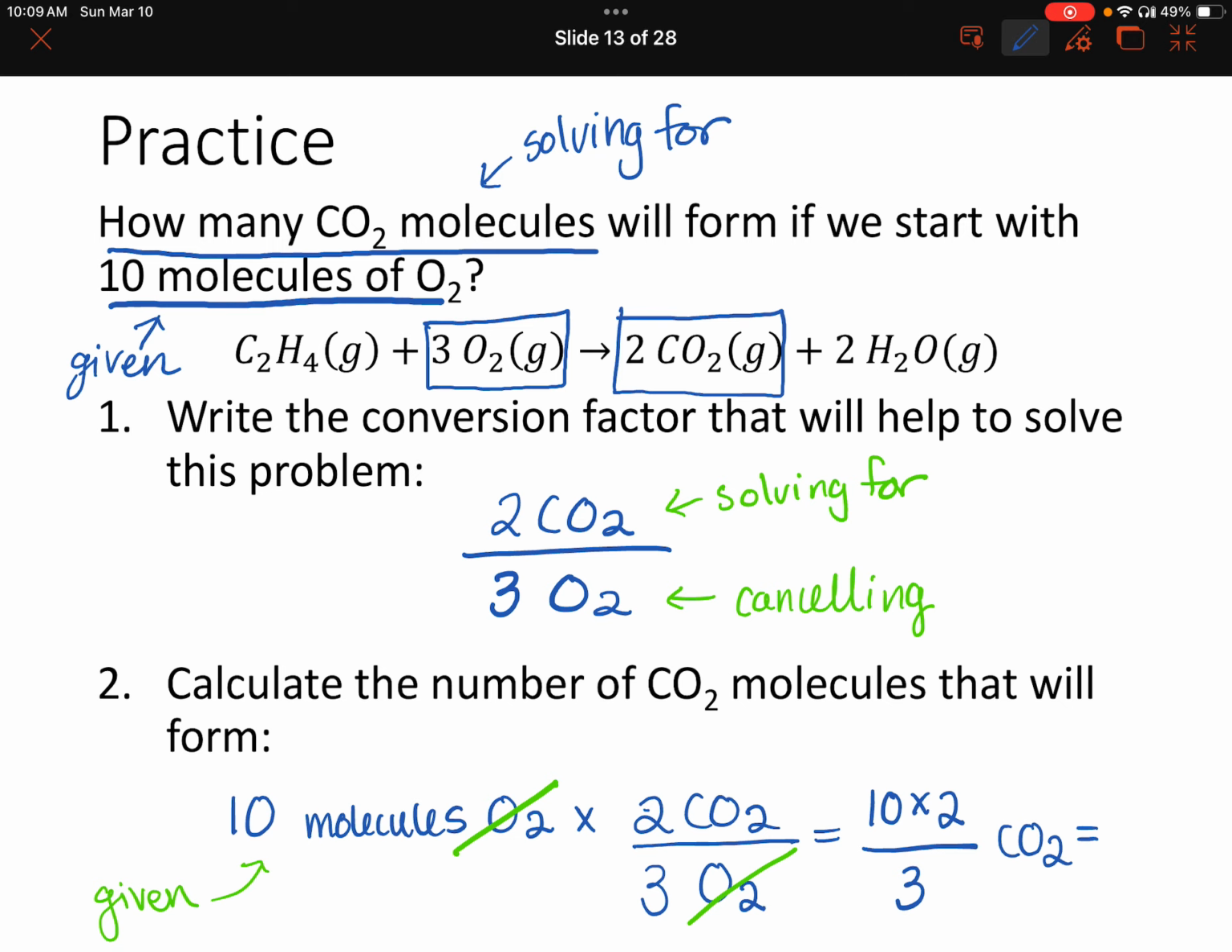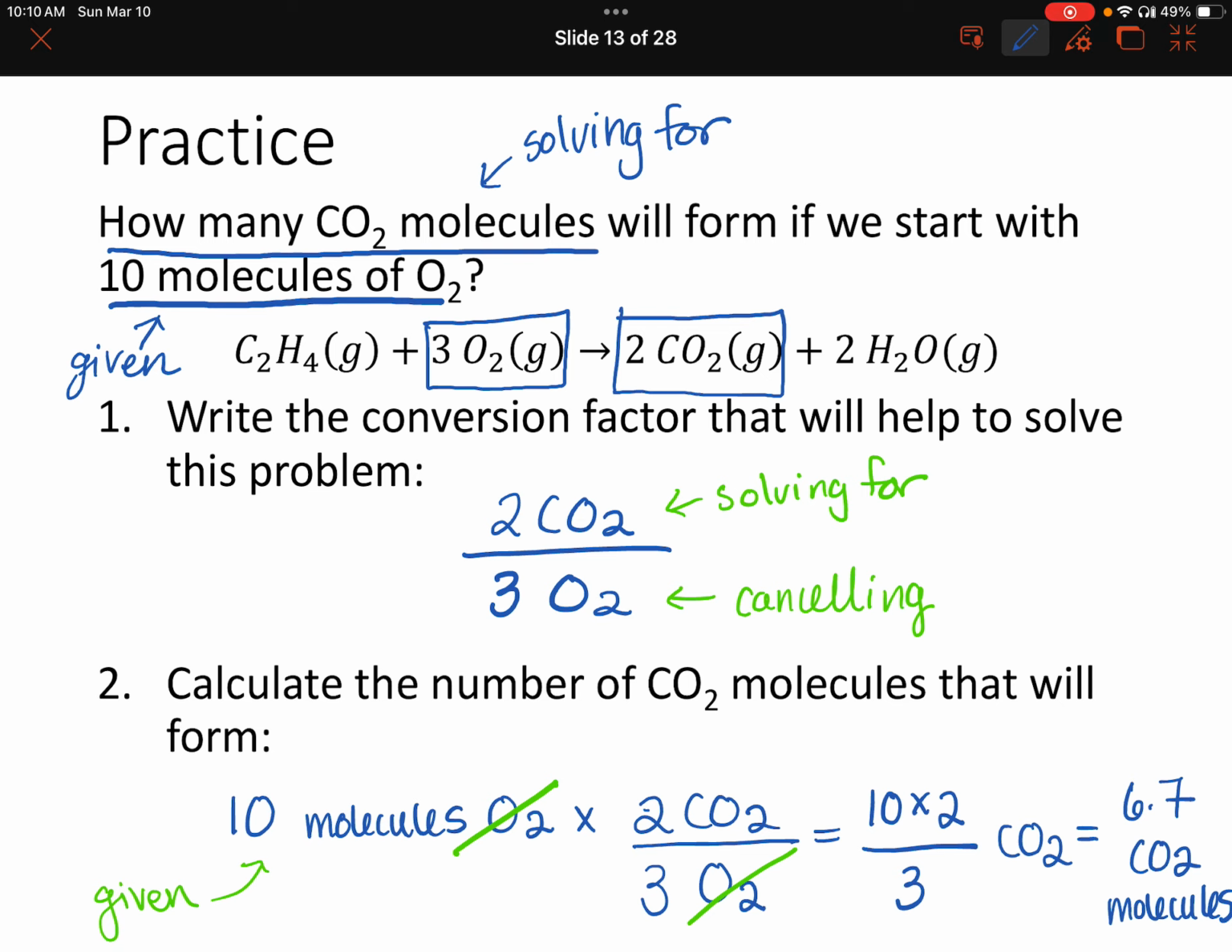All right, so this should give us 6.7 CO2 molecules. I'm running out of room. All right, so that's not a whole number, but the main thing I wanted to show you is how to set up that conversion factor and then how to use it in an equation so that we can figure out how many CO2 molecules we expect to form if we start with 10 molecules of O2.